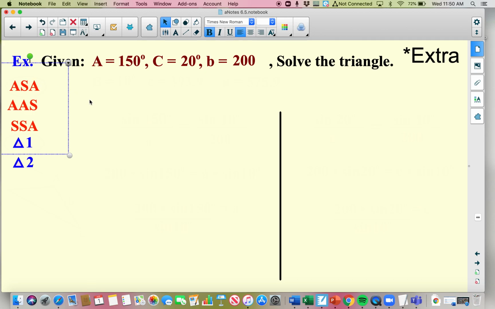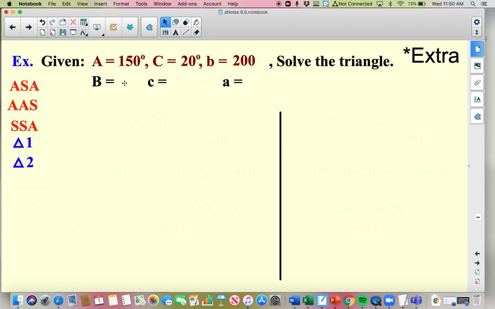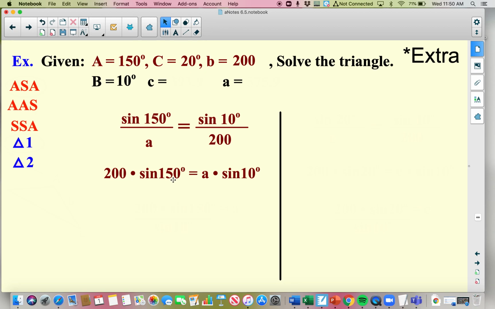All right, if you notice, you know angle A and angle C, so you also know angle B, because based on the triangle angle sum theorem they have to add up to 180, so 170 plus 10. Now I have a match, side B and angle B, so I can set up law of sines. Sine of 150 over A equals sine of 10 over B. Cross multiply, divide by sine of 10, and you will get side A to be 575.9.